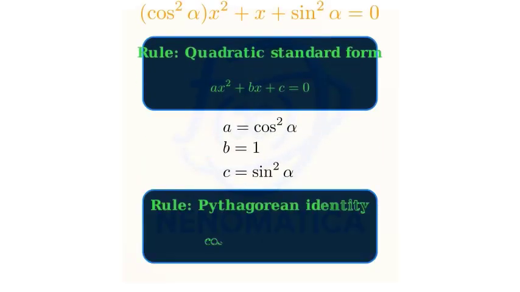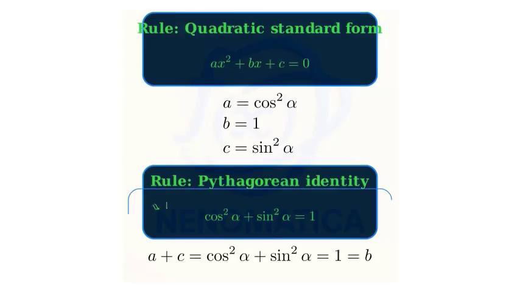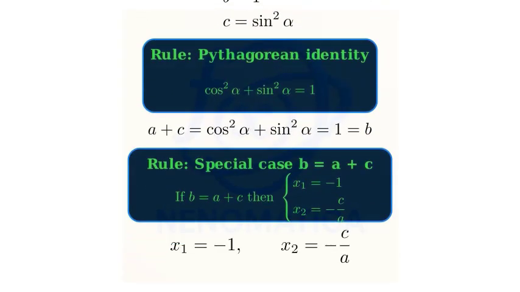Step 2. Check the condition b equals a plus c. Using the Pythagorean identity, cosine squared alpha plus sine squared alpha equals 1. Therefore, a plus c equals 1, which equals b. The condition is satisfied. Step 3. Apply the special root rule for ax squared plus bx plus c equals 0, with b equal to a plus c. The roots are x1 equals negative 1, and x2 equals negative c over a.